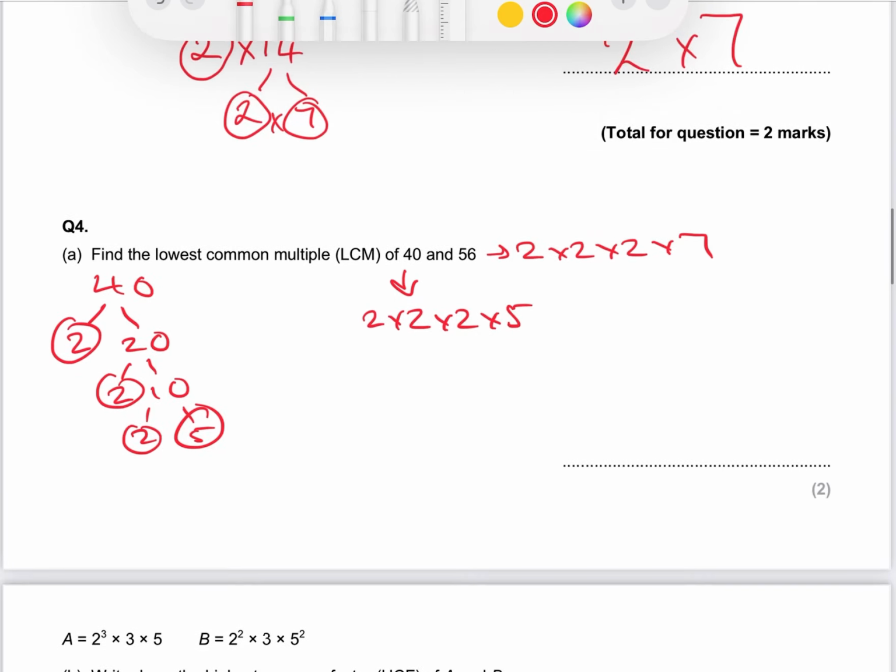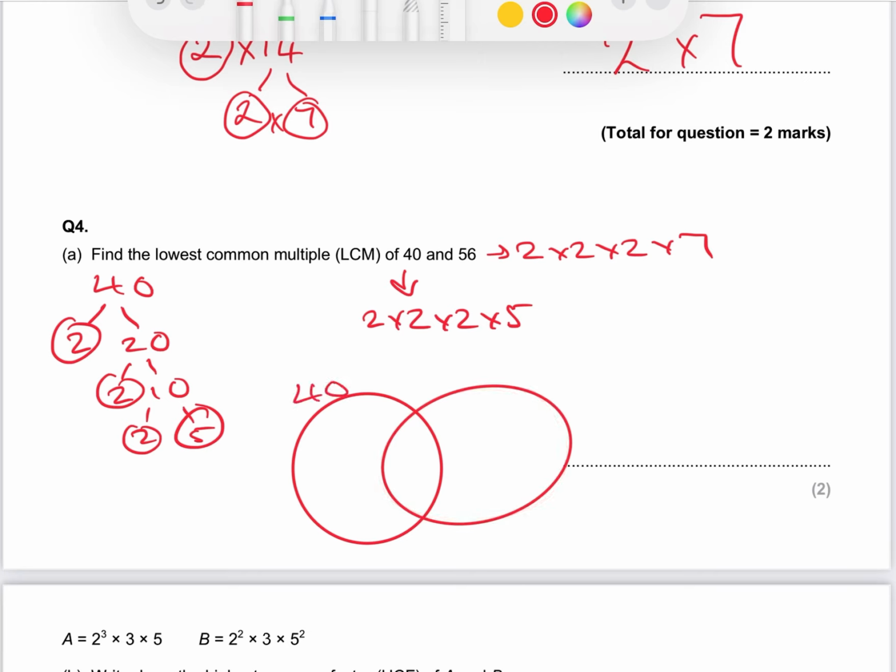Okay, so I'm going to use a Venn diagram to help me explain this. Anything with a product of its primes and its 40s will go in this one, and 56 will go into this one. So anything that they both have in common will go in the middle. So I'm going to cross them out so we can see. So they both have a 2, they both have a 2, they both have a 2. 40 has a 5 by itself, and 56 has a 7 by itself.